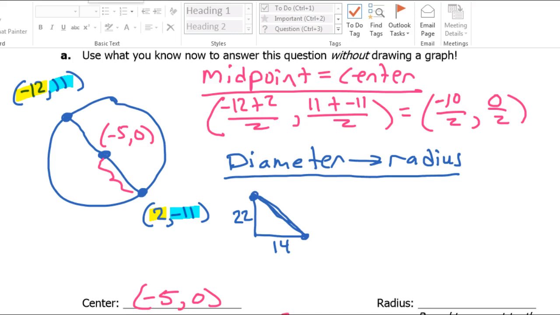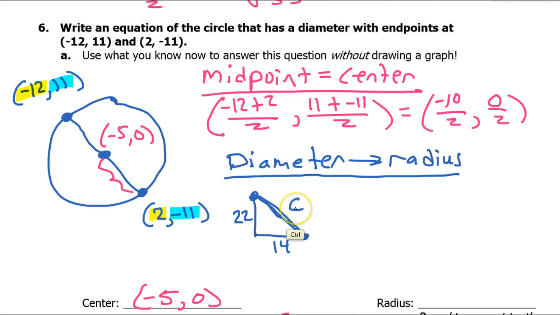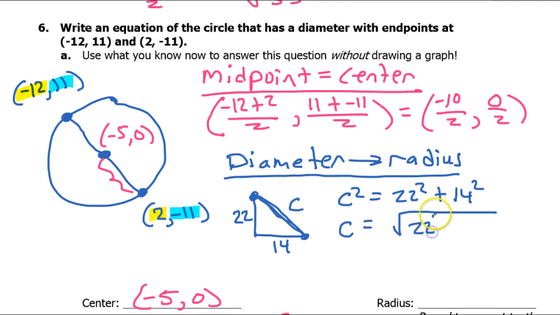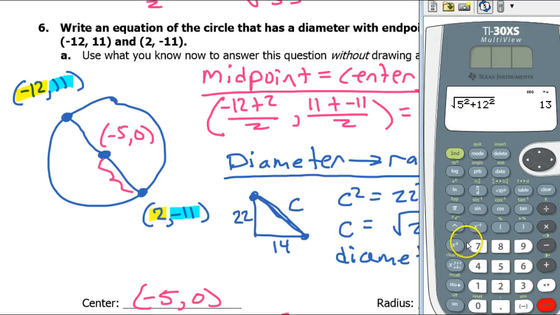Okay, so now I'm just doing the distance formula. So I could call this diameter c. So I will know that c squared is equal to a squared plus b squared. Which means that c is going to equal the square root of 22 squared plus 14 squared. So this is going to be the diameter, and I'm just going to put that whole thing in the calculator. Square root of 22 squared plus 14 squared. Okay, I'm going to go ahead and get decimals. Boom. 26.077.